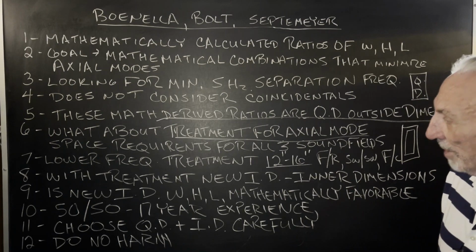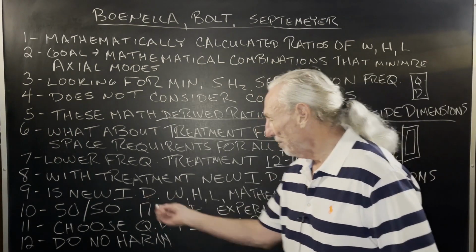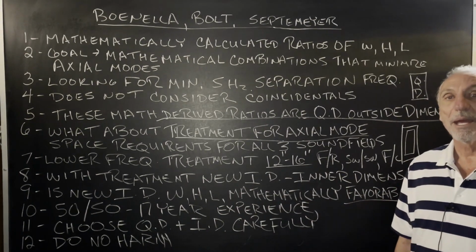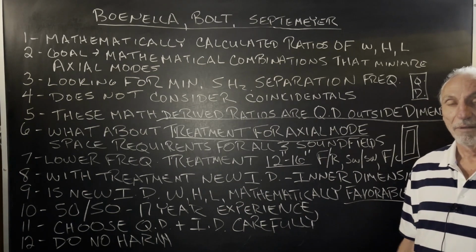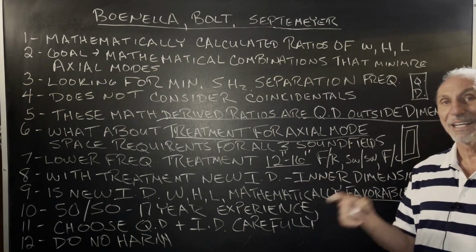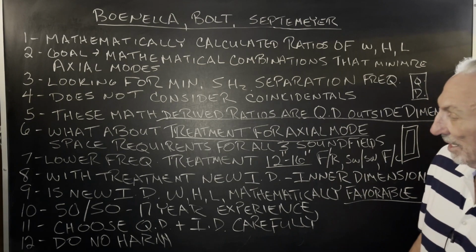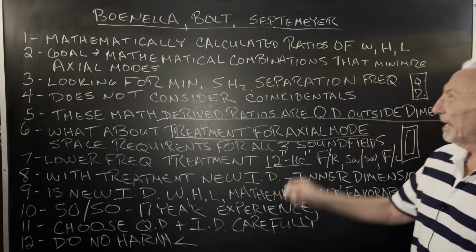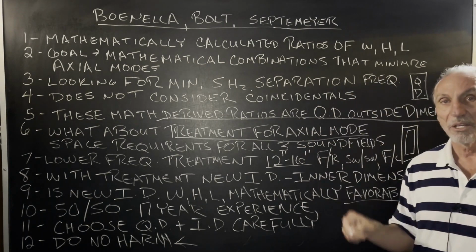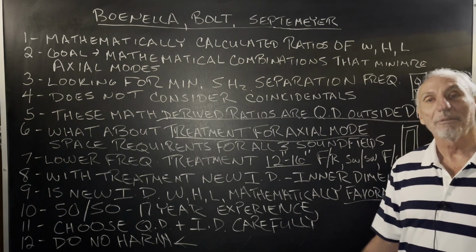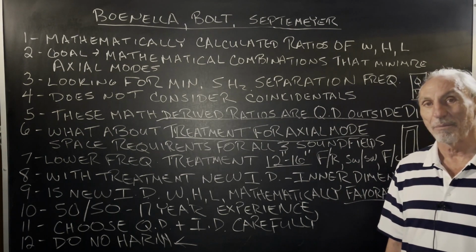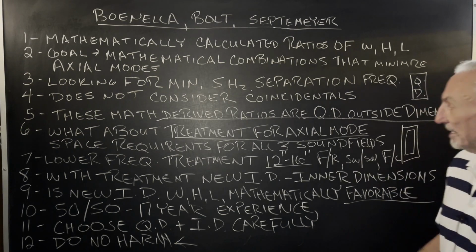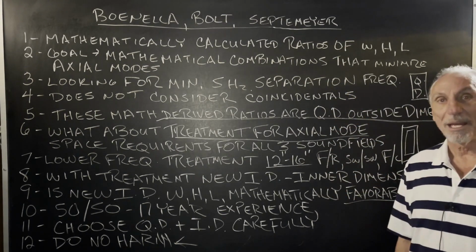Then you have to ask the question, is the new internal dimension of width, height, and length mathematically favorable? It may or may not be. The OD and the ID have to work together to, as we say in physics, do no harm. So not only do you have to calculate the OD, the maximum footprint, but you have to look at the usage and the treatment space requirements. That's going to form a new room with different dimensions. Is that new room with different dimensions mathematically favorable?